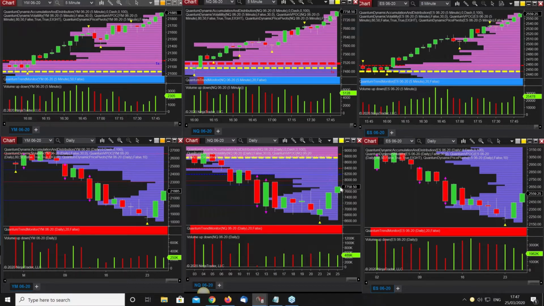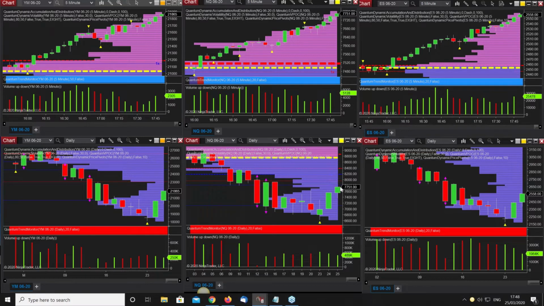So it's just another facet, another way of trading index futures. If you're an index trader and you want to trade futures, have all 3 up. They give you different perspectives on price, different perspectives with the indicators, and different perspectives with the volume.